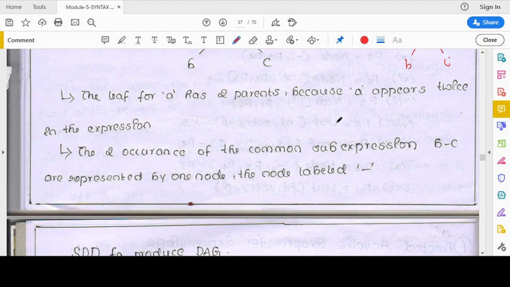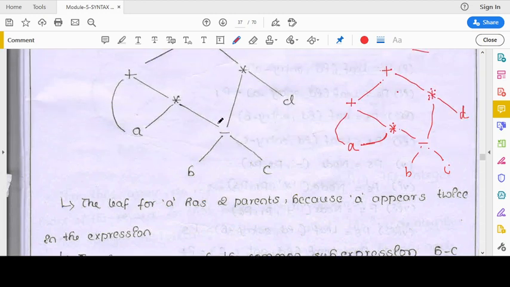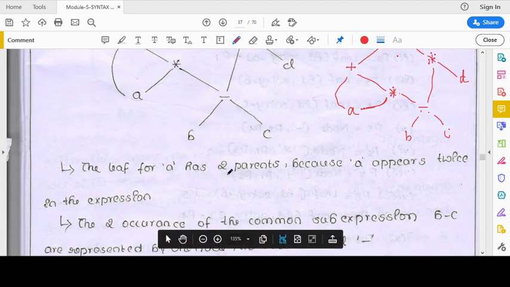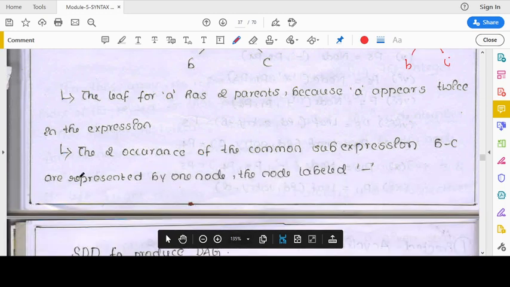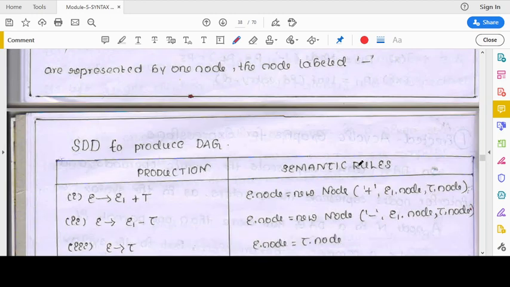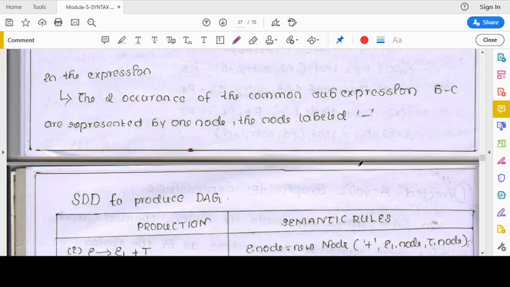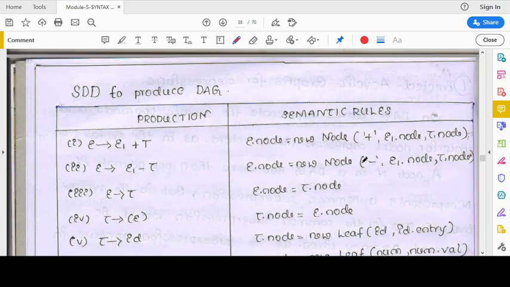So here the expression goes in this way. How did I construct this DAG? The leaf for A has two parents because A appears twice in the expression. As we all know, in the expression A plus A star, A has been repeating twice. The second occurrence of the common sub-expression B minus C is represented by one node, the node labeled as minus. So that's about the expression here.